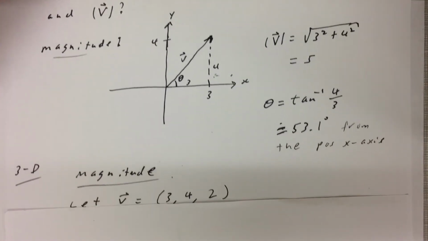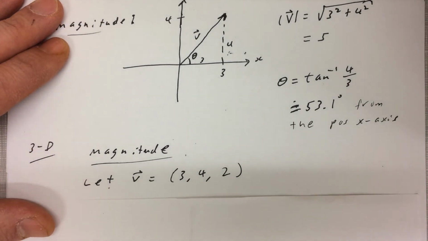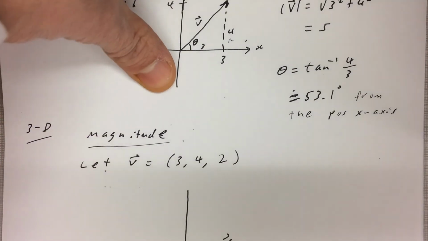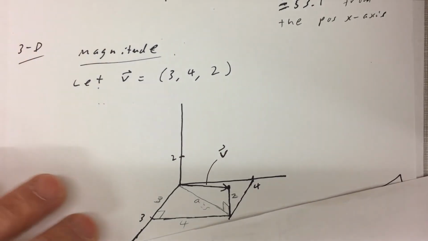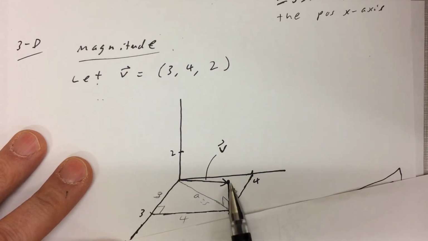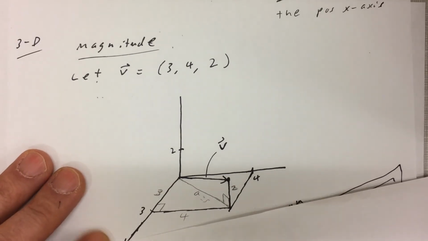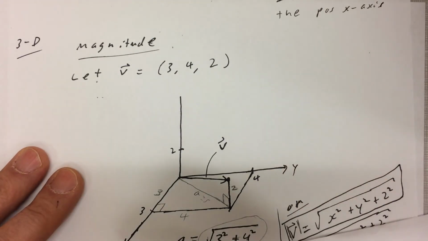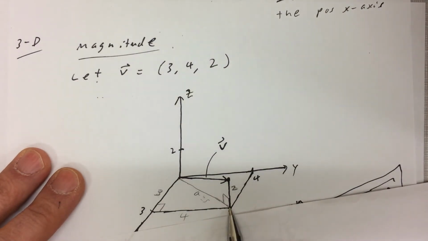In 3 dimensions, okay, so the magnitude of this vector in 3 dimensions, 3, 4, 2, well, if we draw it, we've seen this kind of thing before. If we draw this vector, we're trying to find the length of this. Okay, so 3, 4, 2. I also drew that line over there. This diagonal on the bottom is like a shadow of this vector down on the x, y plane.